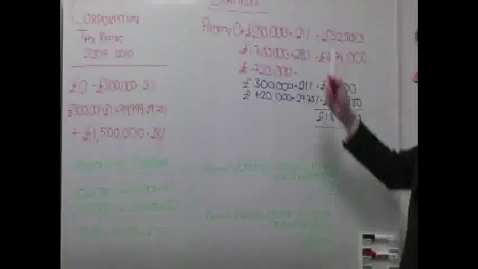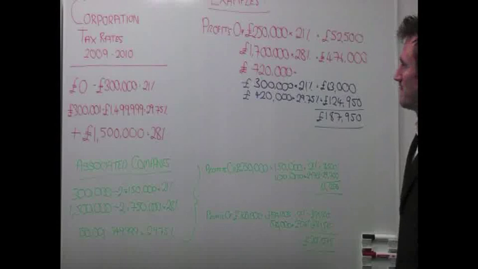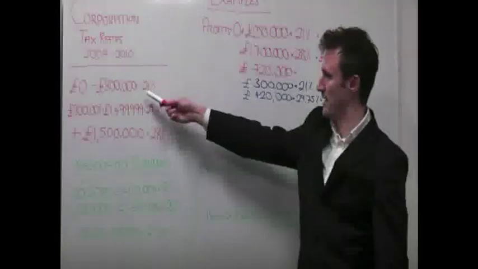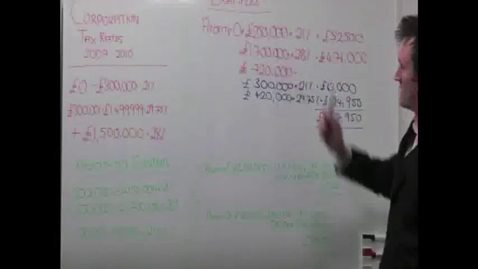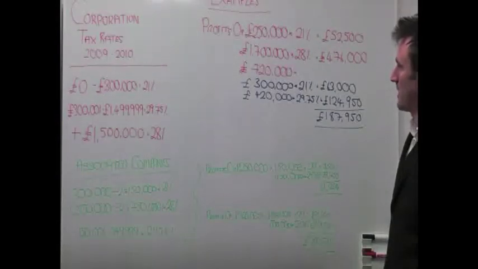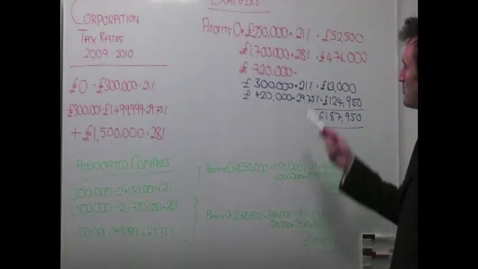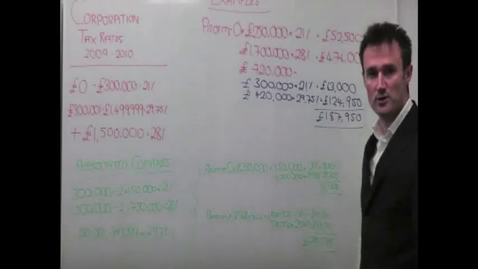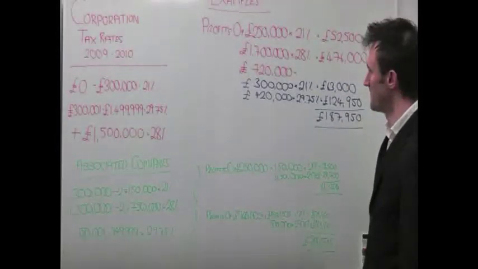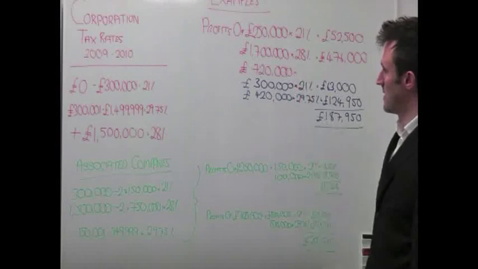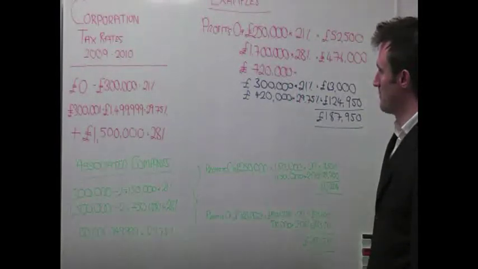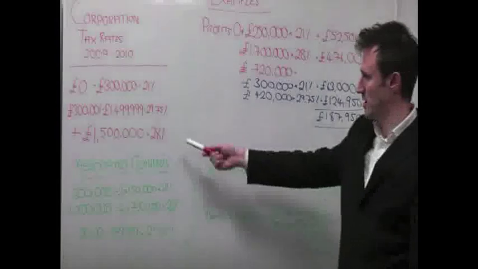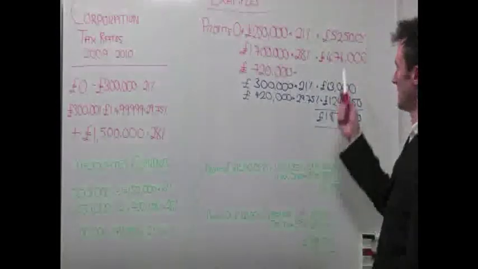If we were to take a company that would be classified as a small company due to the fact that it would be under £300,000 worth of profits, in this example £250,000, we would simply multiply that amount by 21%, and that would give us an amount of £52,500. If the company had pre-tax profits of 1.7 million, then we would just multiply it by a rate of 28%, currently giving us £476,000.